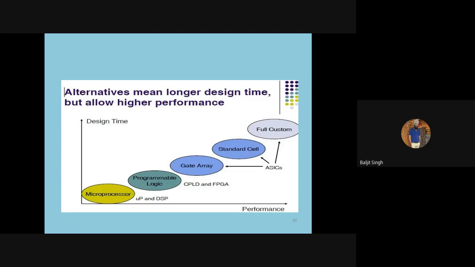Then come the application specific ICs, standard cell design kind of techniques. They are even better in performance, and similarly the design time also increases. Then full custom design. This means according to the application and according to the memory and power requirement, they will be customized, and so their performance will be very optimized. But because they are completely customized according to the requirement, the time required to design and realize the system will be much more than for the lower and simpler versions of embedded systems.